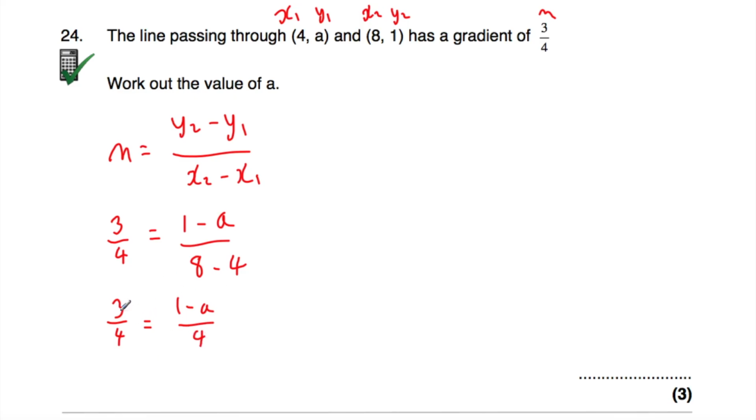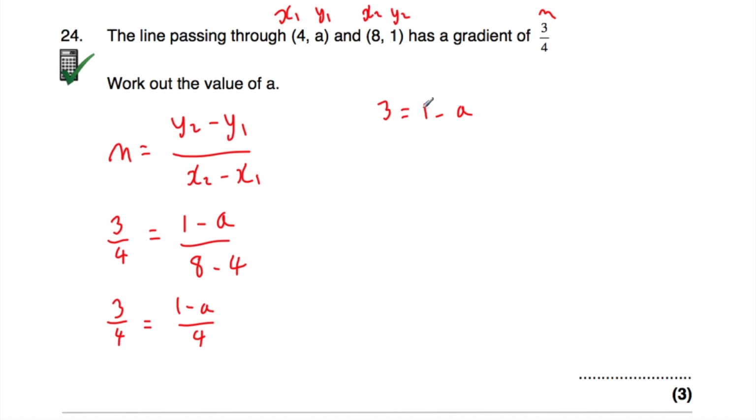Now actually at this point, there's a little bit of a shortcut here. We've got 3/4 is equal to 1 minus a over 4. Both of the denominators are the same, so that means the numerators must be the same as well. So 3 must be equal to 1 minus a. So you can actually go straight to that point that 3 is equal to 1 minus a. And actually, let's just do that.